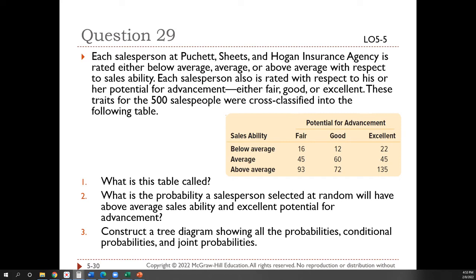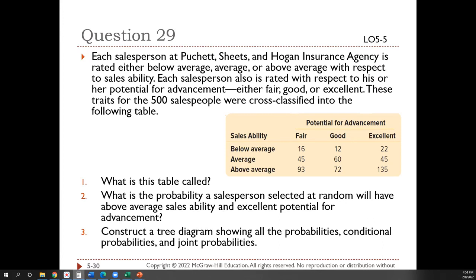What is the probability a salesperson selected at random will have above average sales ability and excellent potential for advancement? Okay, so this is going to use our multiplication. And the last one is construct a tree diagram showing all the probabilities, conditional probabilities, and the joint probabilities. We're not going to do that for our video. Sorry about that, but we're just going to look at number 2.